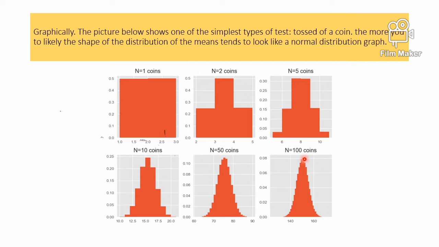that's the reason why in the central limit theorem, the larger n is as the sample size, the more the shape of the distribution of means gets steeper and closer to the normal distribution graph.